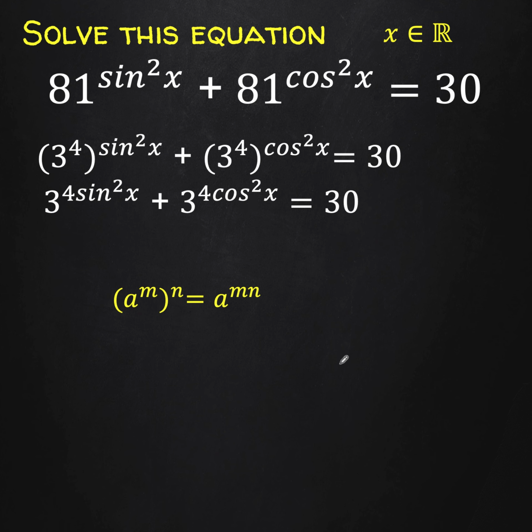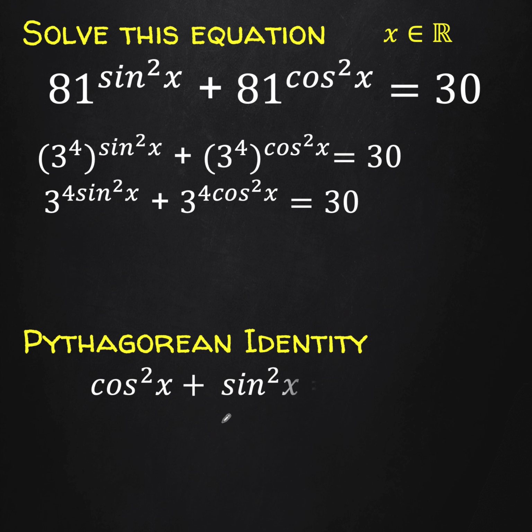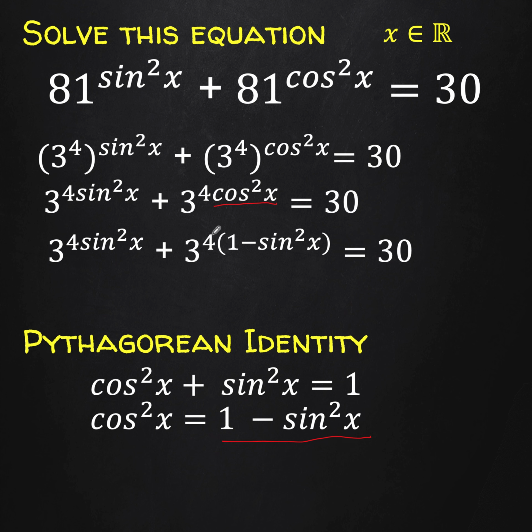Then let's recall some trigonometric identities. According to the Pythagorean identity, cosine squared x plus sine squared x is equal to 1, or solving for cosine squared x, that is equal to 1 minus sine squared x. That means we can replace this cosine squared x by 1 minus sine squared x, and this is the result.